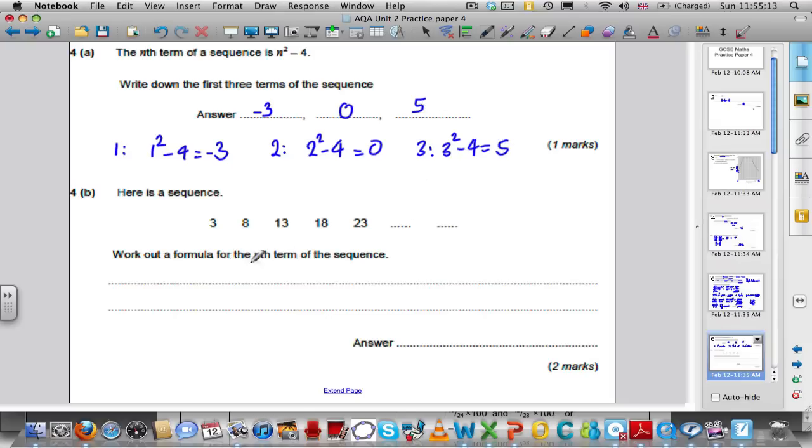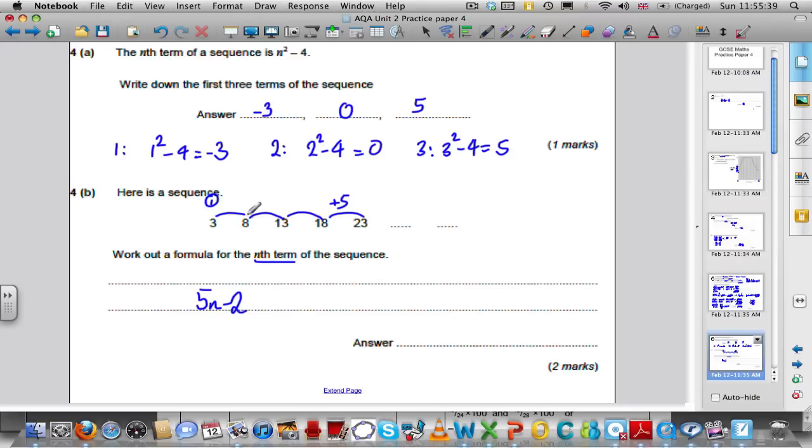Here's a sequence. What's the formula for the nth term? The sequence, as you can see, is going up in 5s. So you know it's of the form 5n. If n was 1, you're trying to work out the first term. 5 times 1 is 5. I don't want 5, I want 3, so I need to subtract 2. So that looks like it's the nth term.